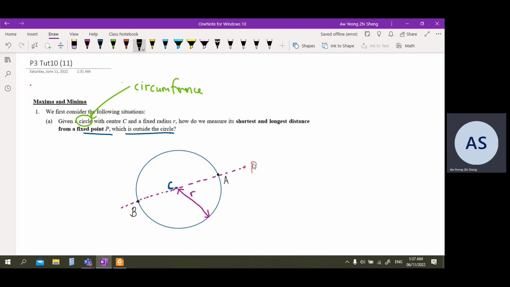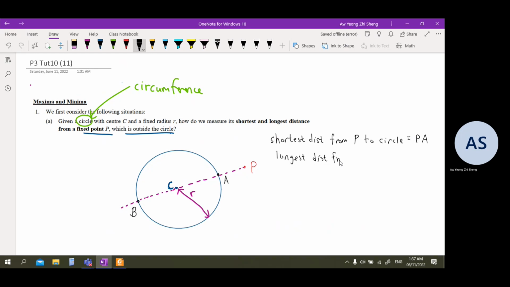Now, PA is going to be the shortest distance from P to circle, and the longest distance from P to circle is going to be PB. So this is the way to find the shortest and longest distance from an external point to a circle.